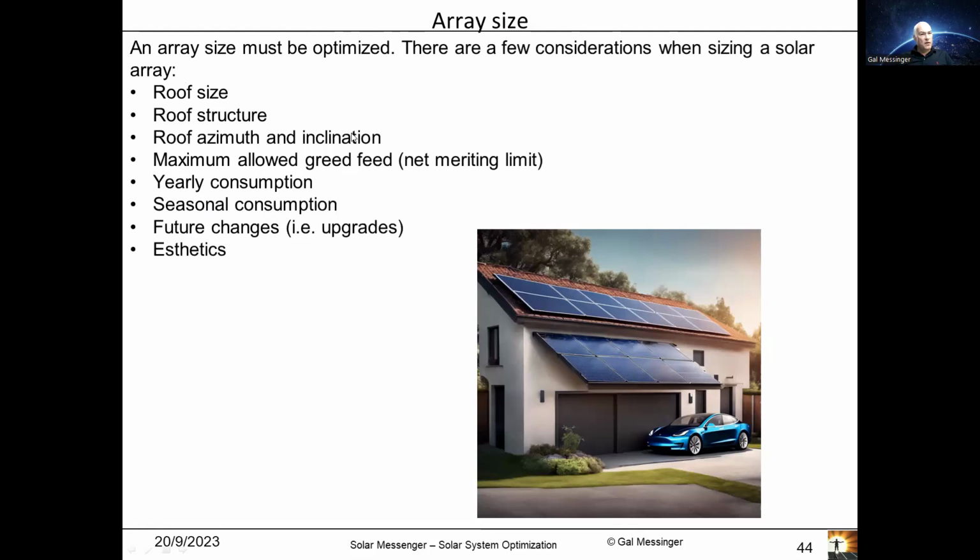So the idea is the roof size is definitely the first parameter, and the structure has to be strong enough, and azimuth and inclination. So where is it facing and what's the angle? Now, we also have to look at the maximum limit of what we can export to the grid, and I'm going to talk about that in a minute. Seasonal consumption and future changes. For example, in this case, this roof, I would put it like that.